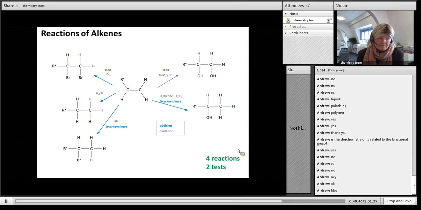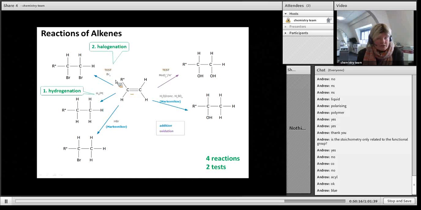Now with the alkenes, they are a lot more reactive. Having that double bond there gives us a lot more options. So there are 4 reactions you need to know and 2 tests. And those are hydrogenation. Okay, so I've taken my alkene, my double bond, and I've added hydrogen to each one. So hydrogen, you can see the hydrogenation. My next one is halogenation.